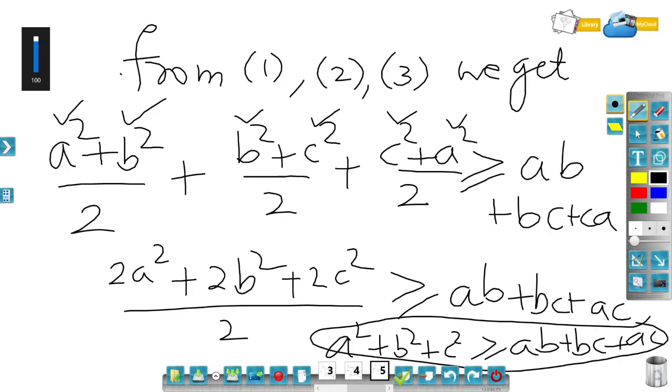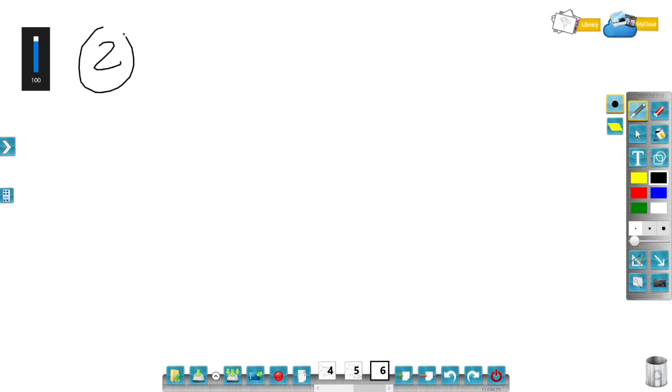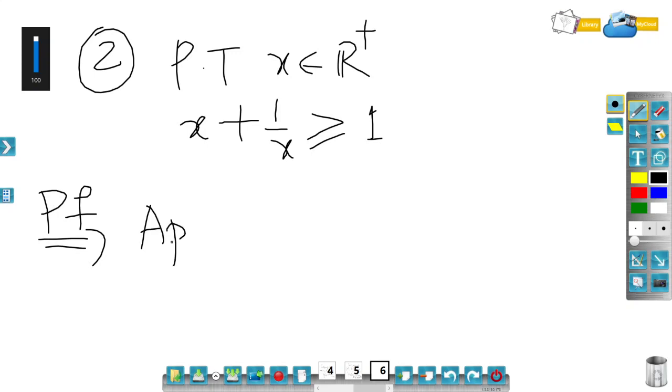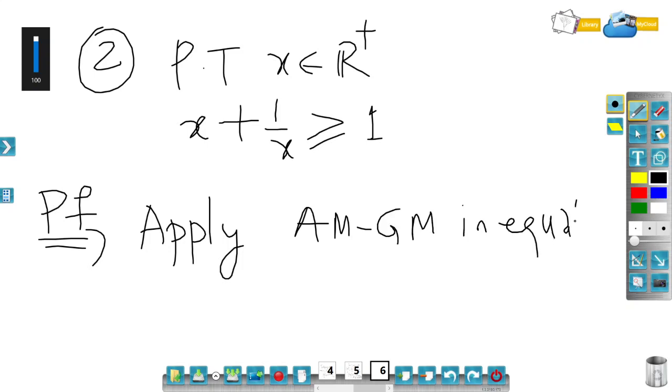So hence complete. On similar lines, if you remember, we have proved that for any x belonging to R plus, x plus 1 by x is greater than or equal to 2. How did you prove this? Apply the AM-GM inequality on x and 1 by x.